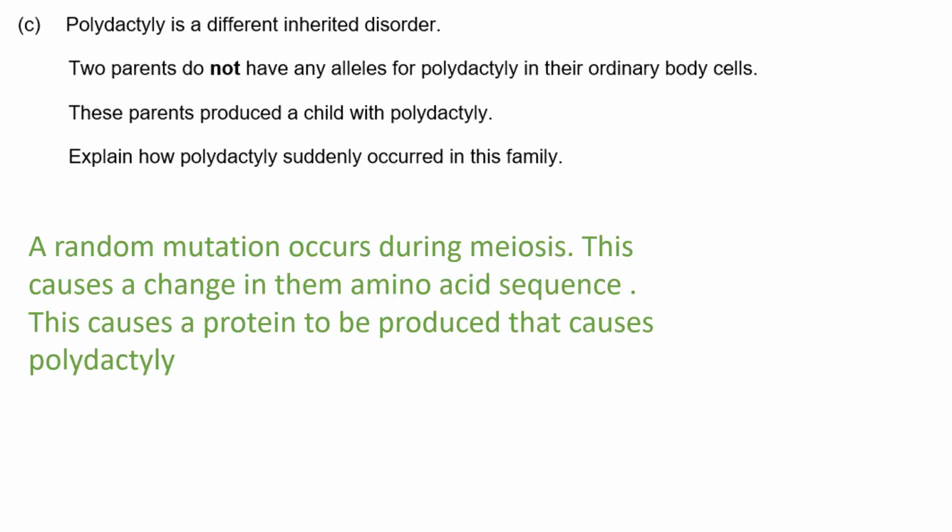So you're getting 1 mark for identifying there's a mutation happening, 1 mark for saying when that's occurring. So I've gone with meiosis here, but we did describe a few different stages you can mention. 1 mark for saying that causes a change in the amino acid sequence, so in the sequence of the DNA, and that causes a change in the proteins that causes polydactyly. And that is where you get the 4 marks.